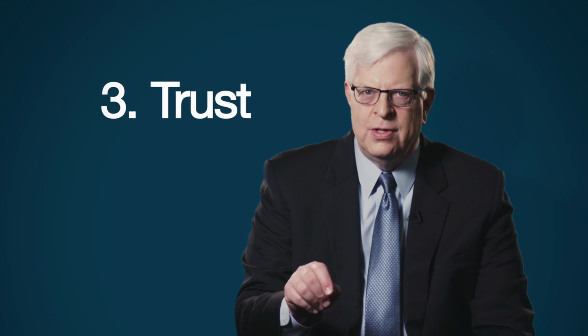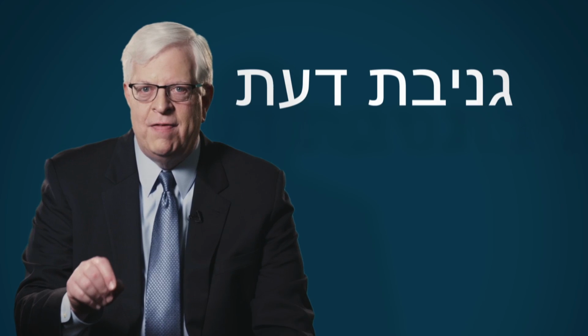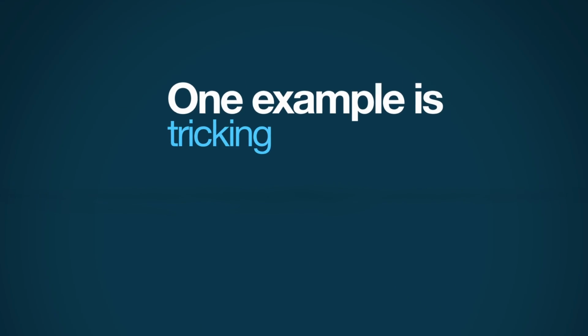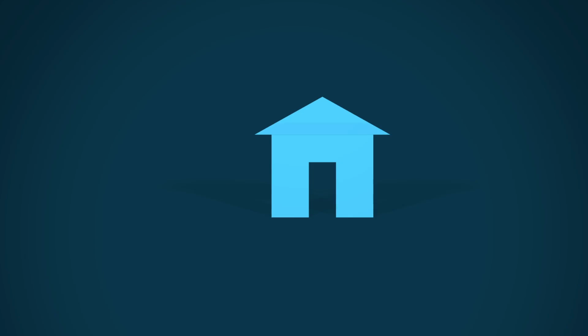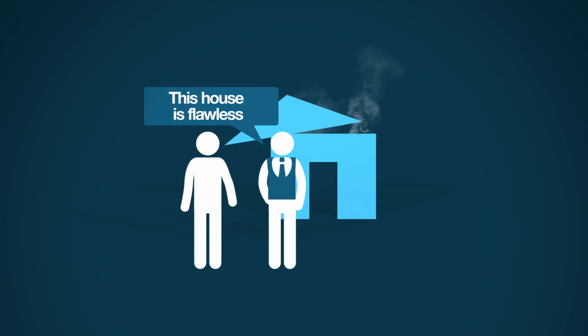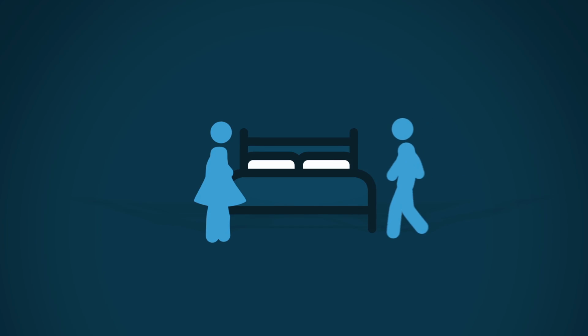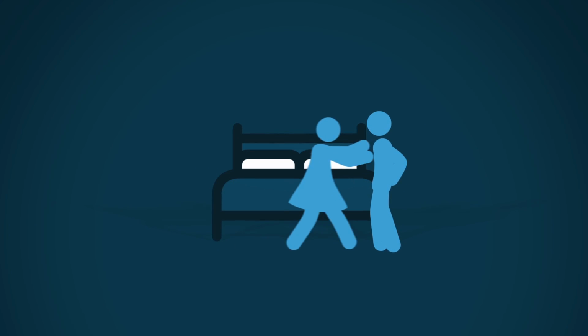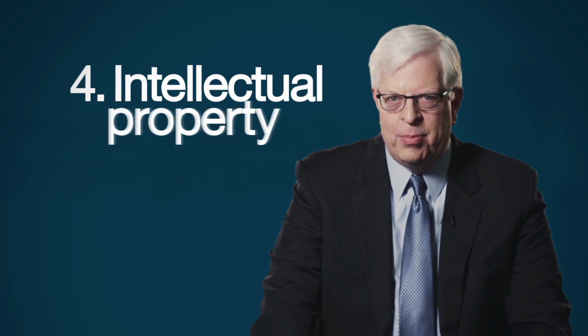3. A person's trust. Stealing a person's trust is known as deceiving someone. In fact, in Hebrew, a term for tricking someone is gnevat da'at, which literally means stealing knowledge. One example is tricking people into buying something, as when a real estate agent omits telling a prospective purchaser all the flaws in a home in order to make a sale. Another example would be when someone deceives another person with insincere proclamations of love in order to obtain material or sexual favors.